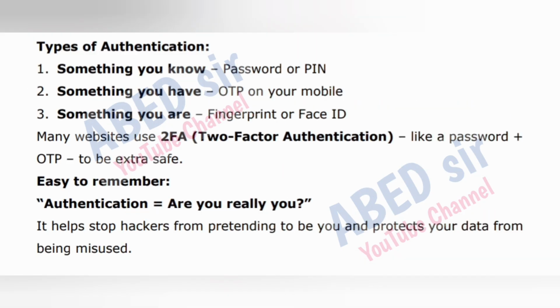Types of authentication. 1. Something you know: password or PIN. 2. Something you have: OTP on your mobile. 3. Something you are: fingerprint or face ID. Many websites use two-factor authentication, like a password plus OTP, to be extra safe.